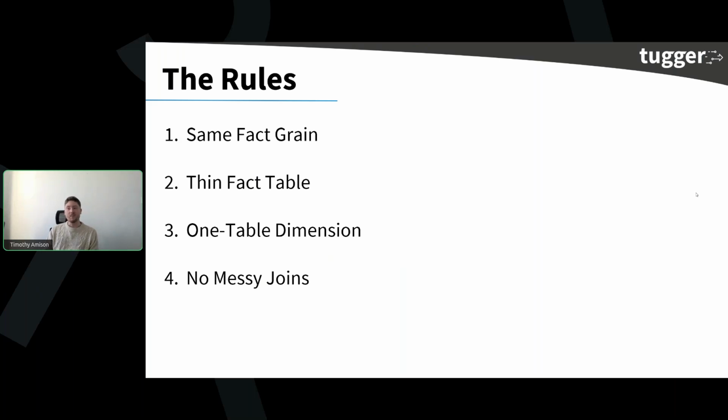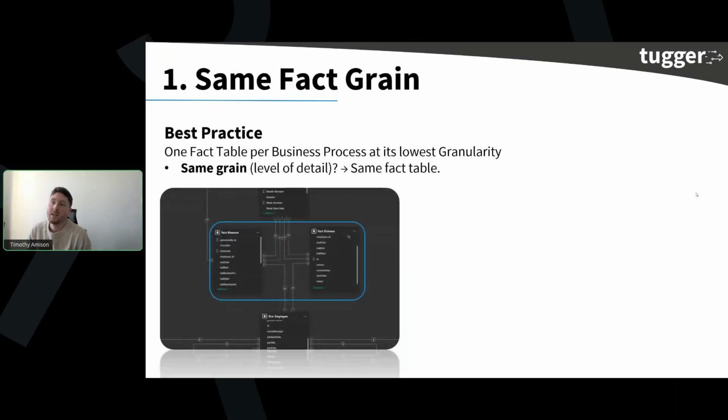And finally, no messy joins. This is about making sure we are doing our joins properly. We're not doing many-to-manys, for example. It's probably something many of you have heard about, but we will explore it a bit more in detail as well. So starting with rule 1, same fact grain.